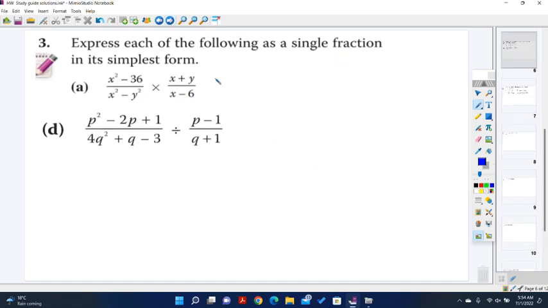Express as a simple fraction. Alright, what I'm going to do is pause this video here and just make another part video.